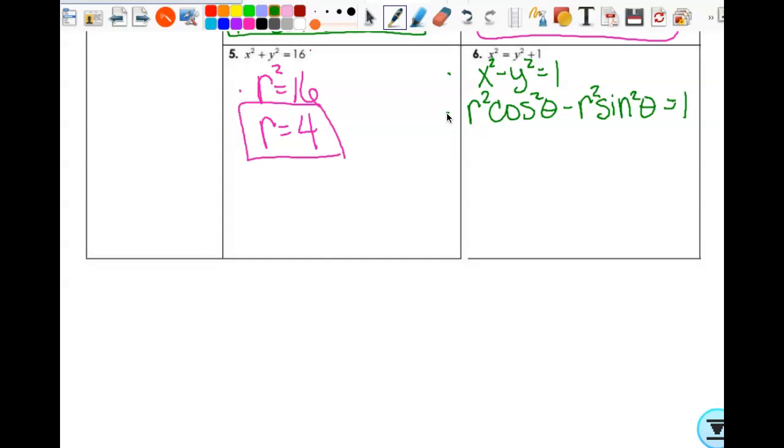But what I'm trying to do, I'm not trying to solve for theta, I'm trying to solve for r, right? So I need all my r's in one term, so I'm going to factor out my r squared. Does that make sense to you? So we're going to factor out our r squared, so r squared times cosine squared theta minus sine squared theta equals 1.